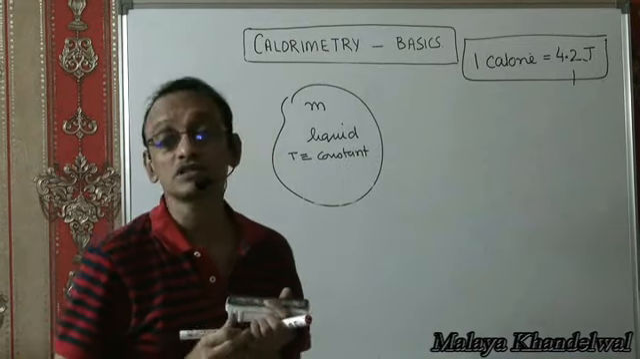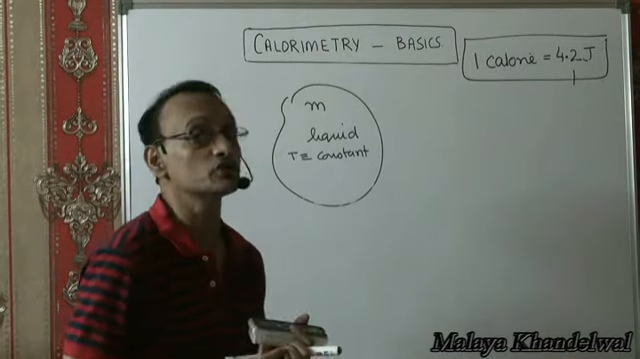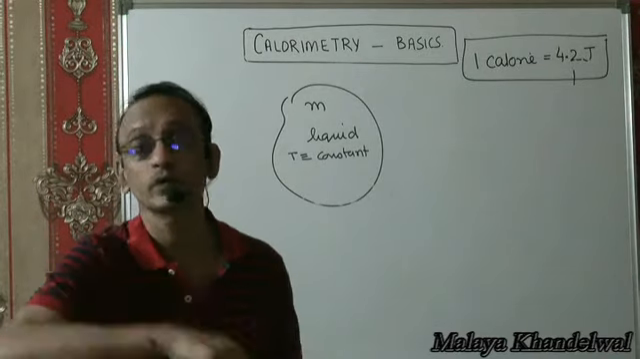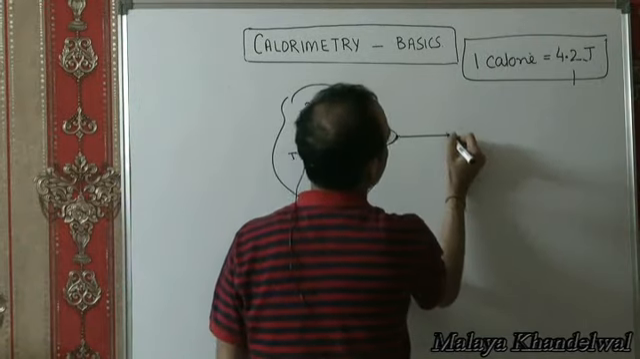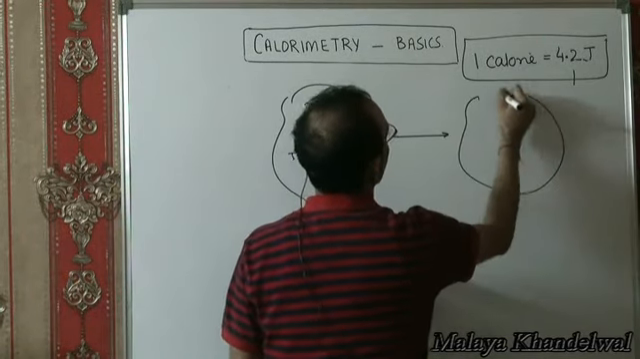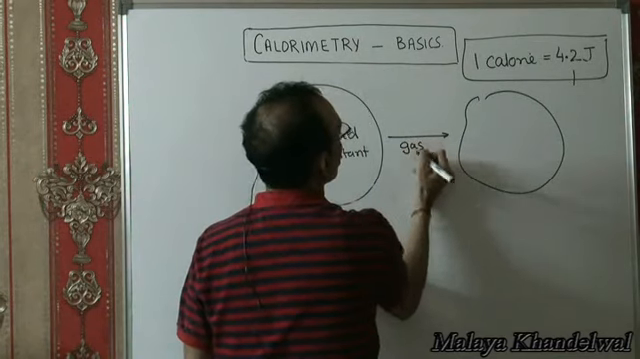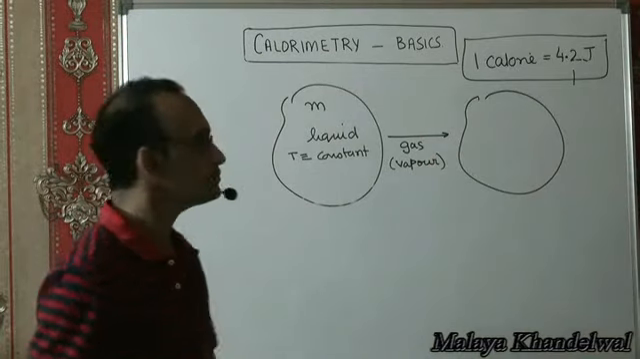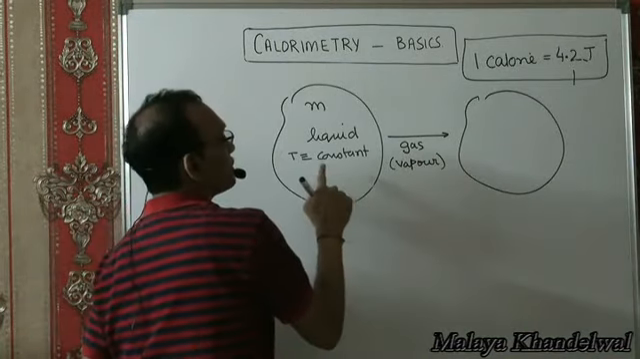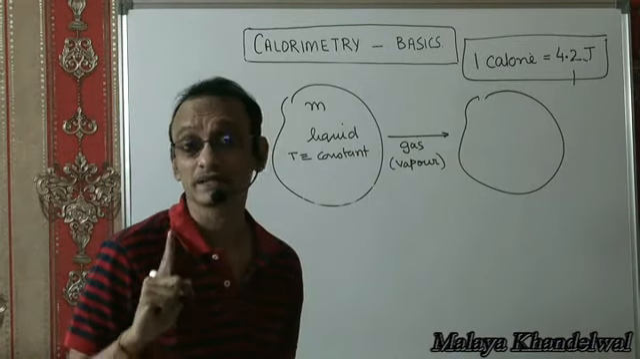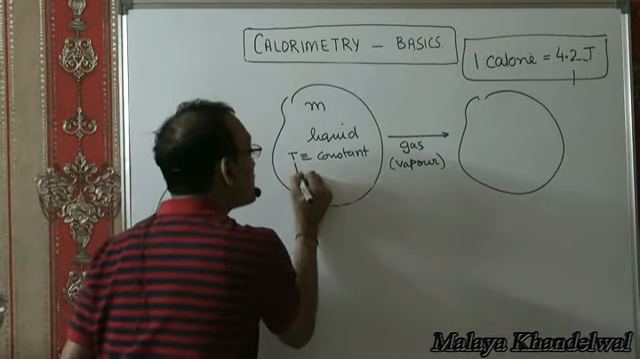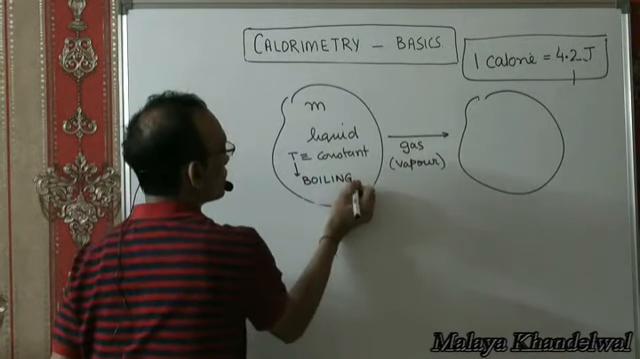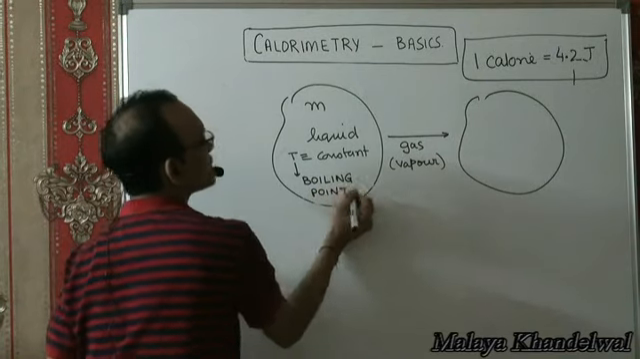Its temperature will remain constant after a while because all the heat that you're supplying to it is actually causing change of state from liquid to vapor or liquid to gas. So this time the change of state is from liquid to gas or vapor. And at what temperature will this take place? This temperature is the boiling point of the substance, right?